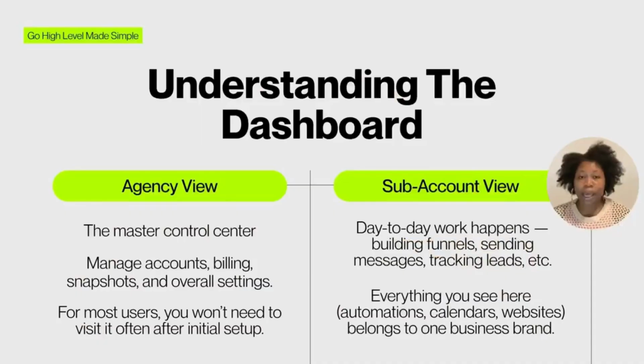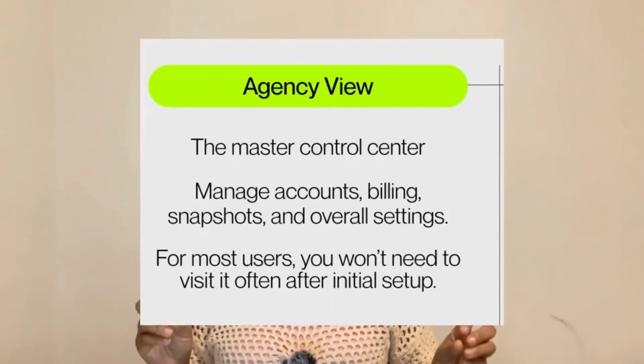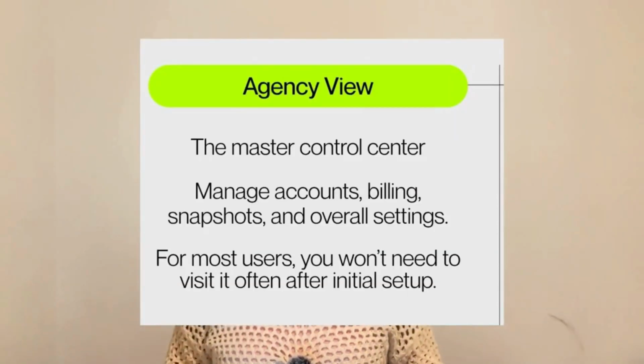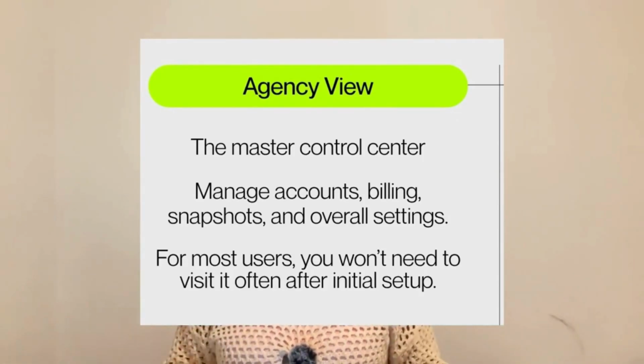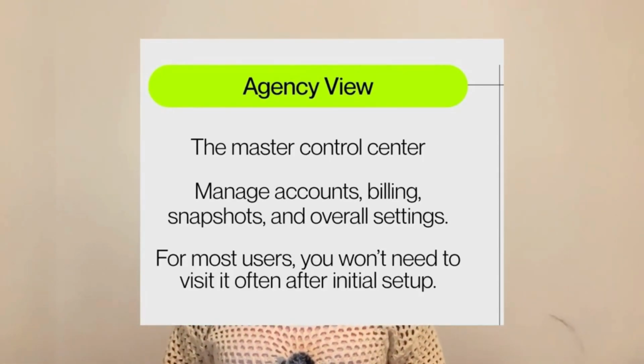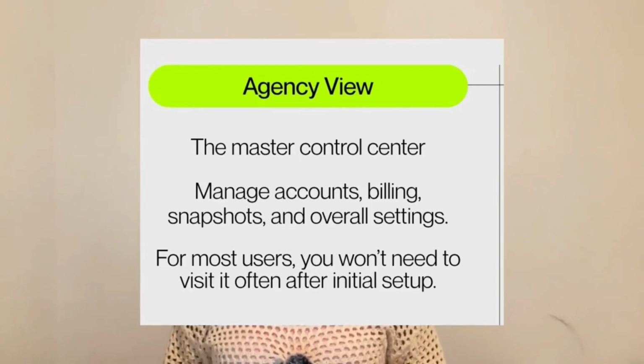So now we're going to get into Go High Level, the actual platform, and we're going to start with understanding the dashboard. And let's start with the agency view. There are two different views on Go High Level. You have the agency view and you have the sub-account view. So let's start with the agency view. Think of this as the master control center. All right. So it's where you're going to manage accounts, billing, snapshots, and overall settings. I'm going to circle back to snapshots, but let me continue for now.